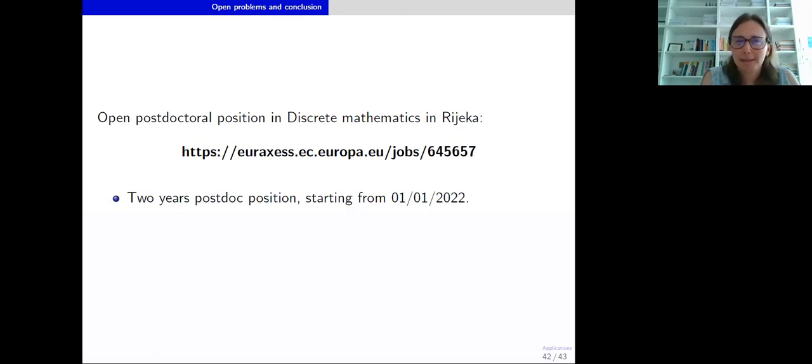So in Rijeka, we have an open postdoctoral position in our discrete mathematics group. It is a group which is working in this field that I was speaking to you about in these parts of the lectures. This is a position that lasts for 2 years, starting from the 1st of January 2022. If some of the students who are here, or if you know any student who could be interested in the position, please forward the link in which you have more information about that.